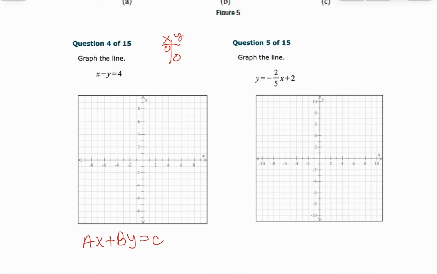I'll plug in x equals 0, and when you do that, you get 0 minus y equals 4, so negative y equals 4. You'll notice that y equals negative 4. And then if you plug in y equals 0, you get x minus 0 equals 4. So x is equal to 4. So it's usually mathematically a very nice thing to do for an equation in standard form. Just plug in 0 for x, 0 for y, you get the intercepts, and it's very easy to graph.